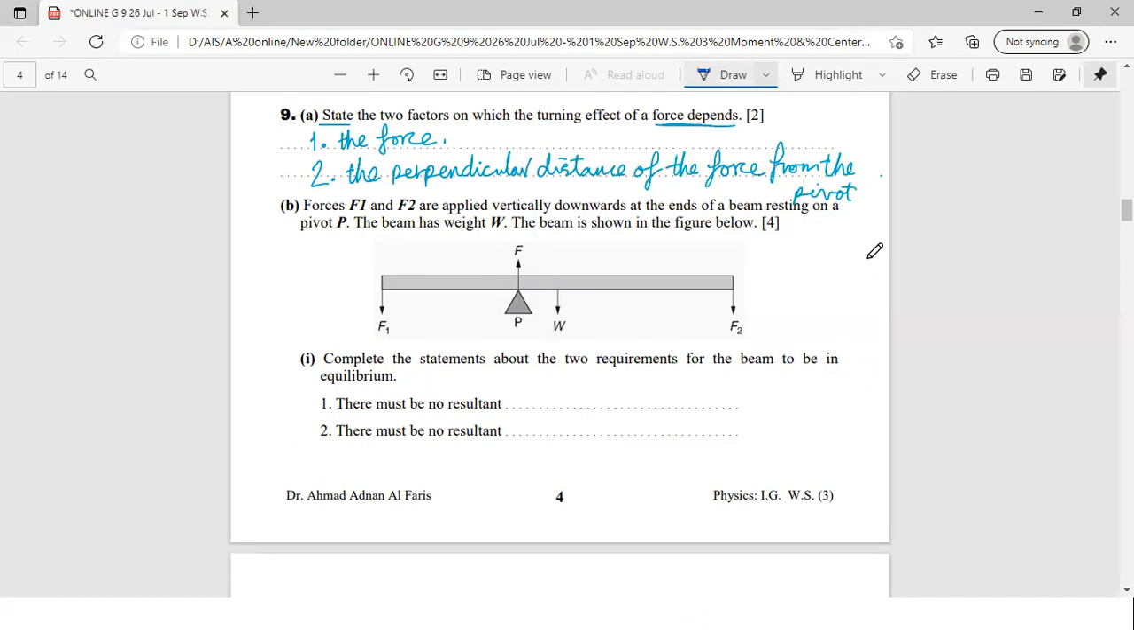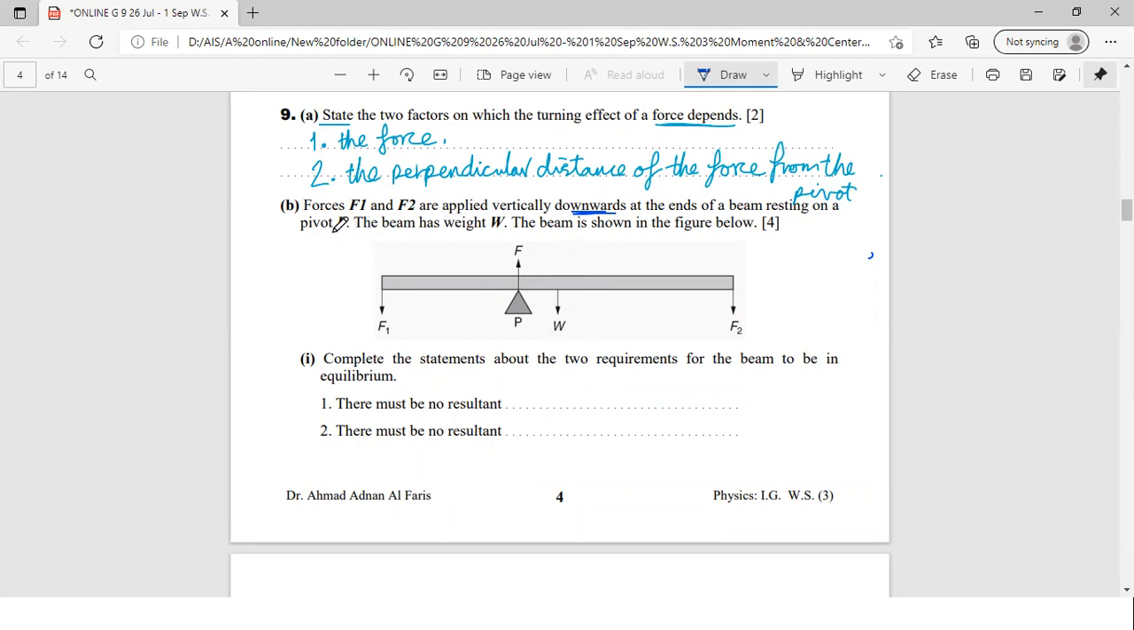دائما اقرأوا وحطوا هايلايت للبوينتس اللي احنا بدنا اياها. Forces F1 هيها and F2, this one. Forces F1 and F2 are applied vertically downwards, okay, at the ends of a beam resting on a pivot. لاحظوا البيفوت مش موجود exactly in the middle. It's on the left a little bit.